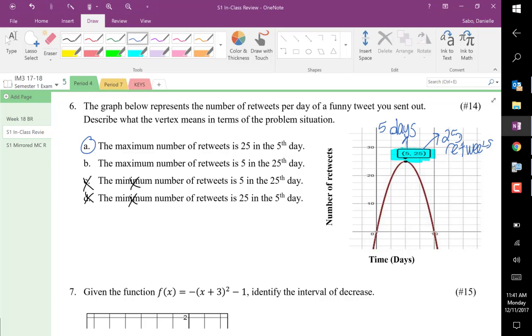Okay, so 25 retweets is the most that Tommy gets because he doesn't have a lot of friends. Wow. And it was on the 5th day. I'm just messing with you because I know I can. Questions on that one? It's a good song.